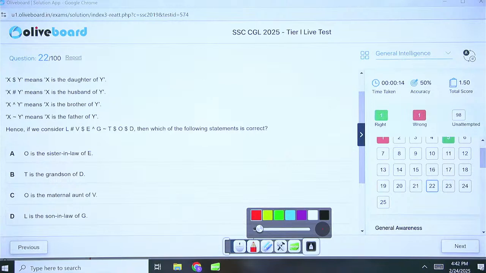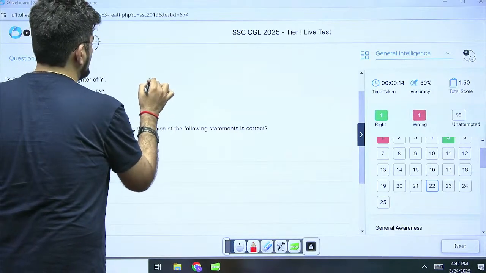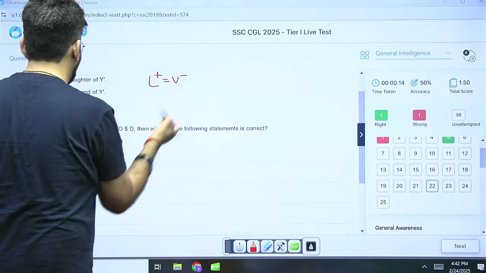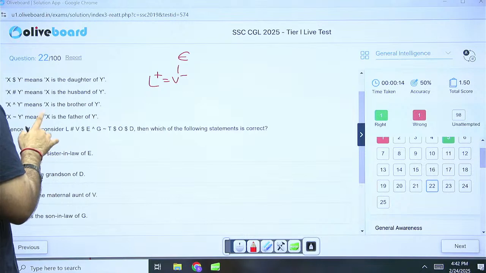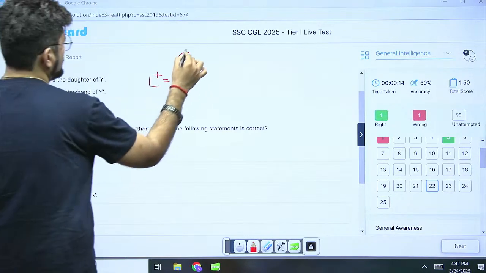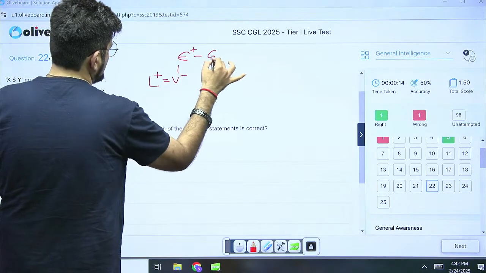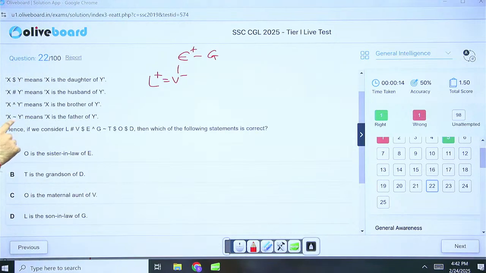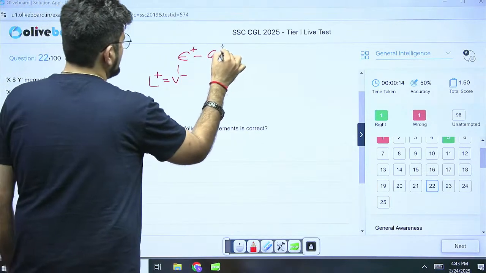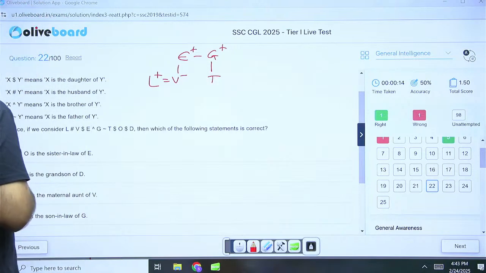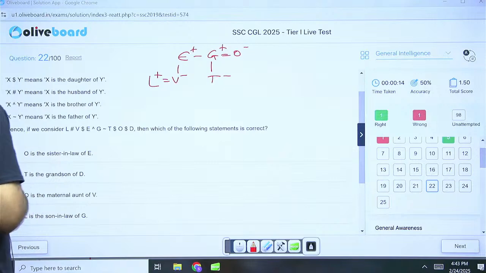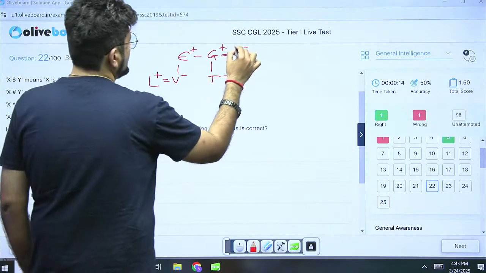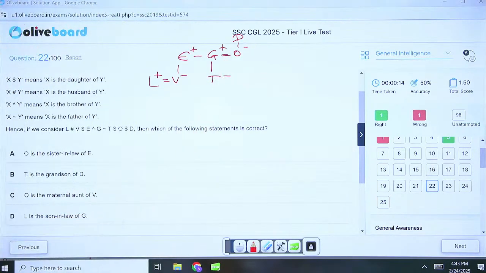So, L hash V means L is the husband of V. So, V is definitely the wife. V dollar E, V is the daughter of E. E exponent G, E is the brother of G. So, let's make G here. G similar to T, G is the father of T. T dollar O, T is the daughter of O. So, O is the mother. And O dollar D, O is the daughter of D. So, we have D here. Tree drawn, easy. Question is, you have to check which of the following statement is correct.